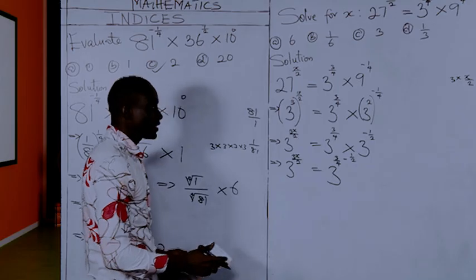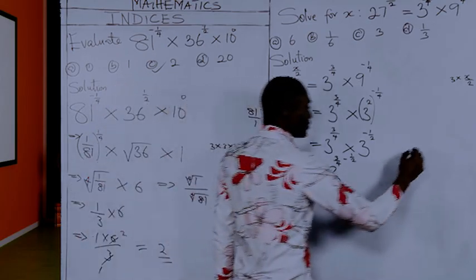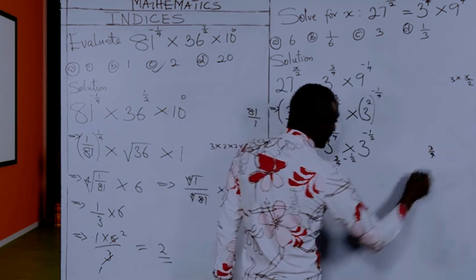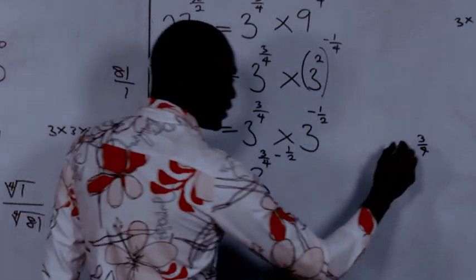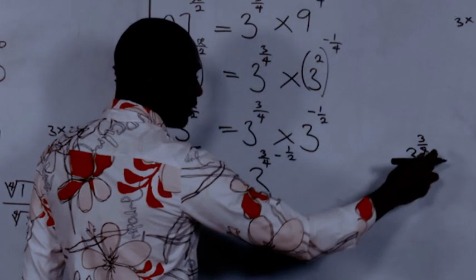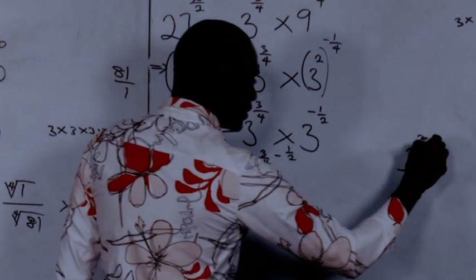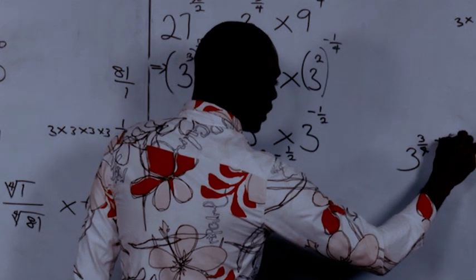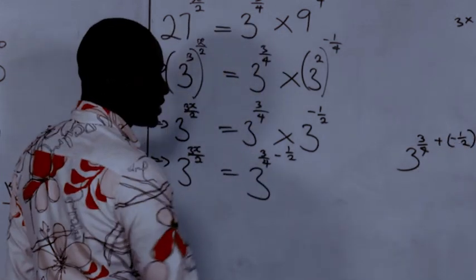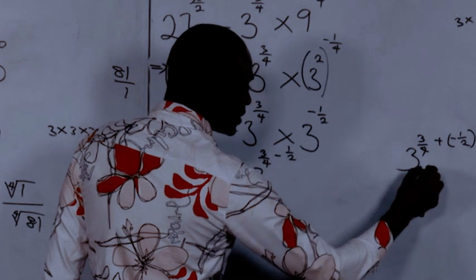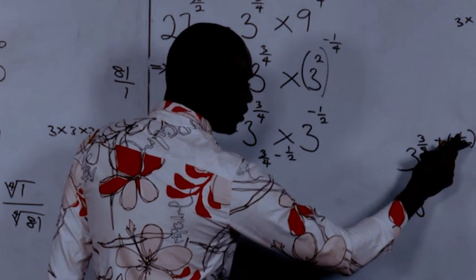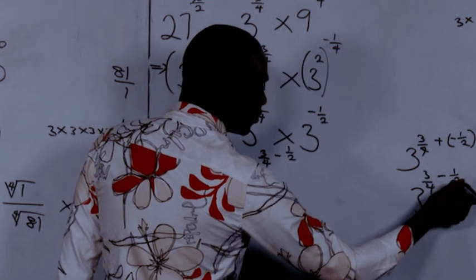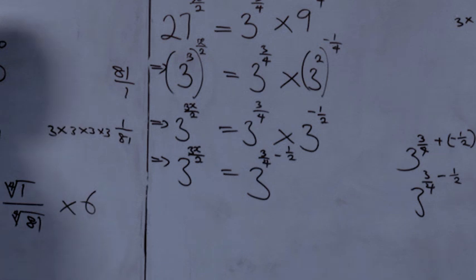If you don't understand, let's do it this way. 3 over 4, okay? It's supposed to be 3 raised to power 3 over 4, right? Now, plus minus 1 over 2, isn't it? This will give us 3 raised to power 3 over 4. Plus times minus is minus. And I have 1 over 2. Can you see it? Which is what we have here.